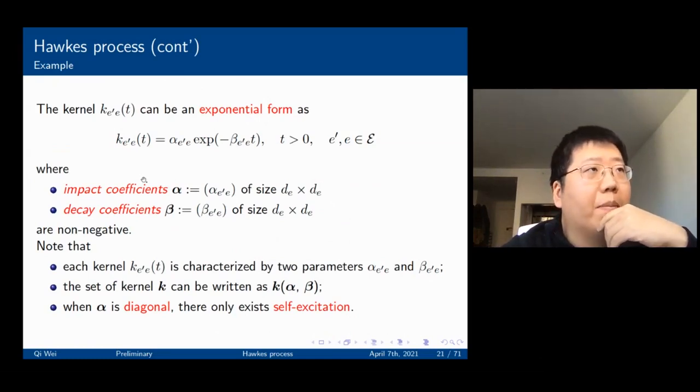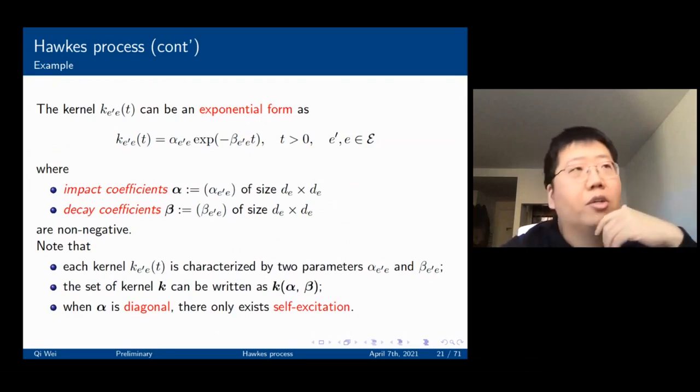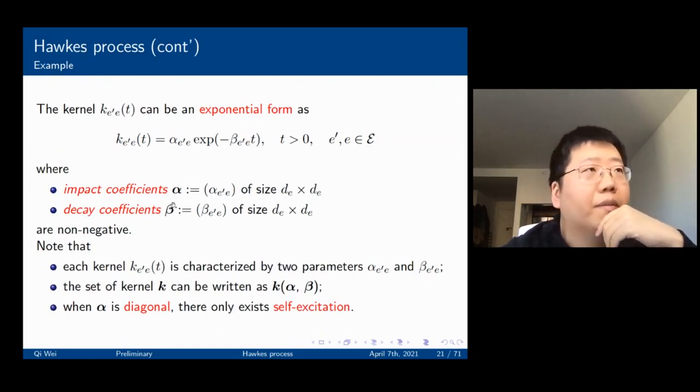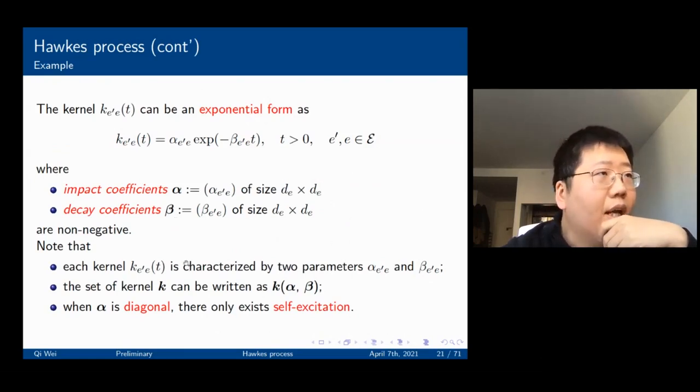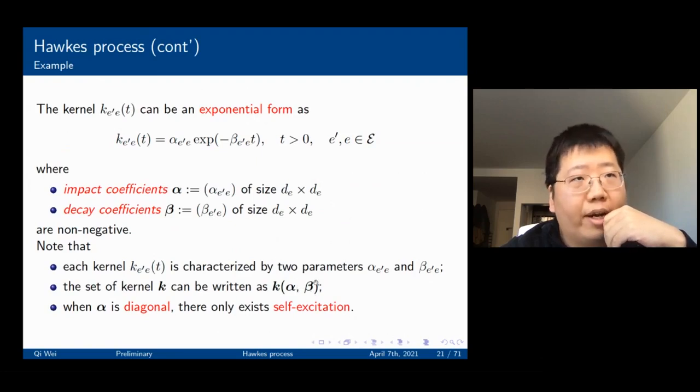We call the first the impact coefficients, which is alpha. This tells how your intensity will jump when a new event, a new order, arrives. And the decay coefficients, beta, basically tell the decay speed of the new event. Each kernel is characterized by these 2 parameters, alpha and beta.